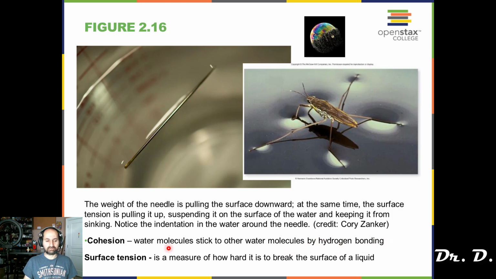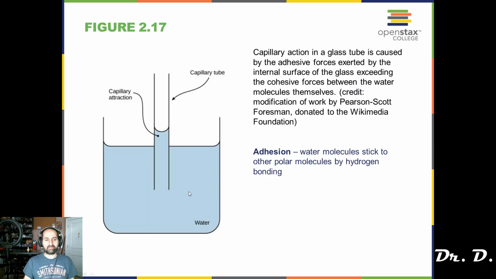Okay, and this is responsible for things like surface tension. The reason why a needle can float on water or a water strider can stride across the water without sinking. This is surface tension caused by cohesion, water stickiness to itself. By the way, there's another term you should know, and this is called adhesion. This is water molecules sticking to things other than themselves.